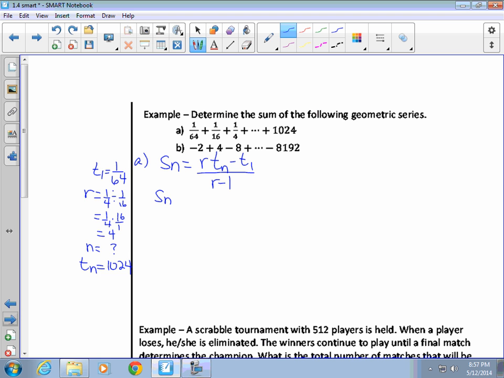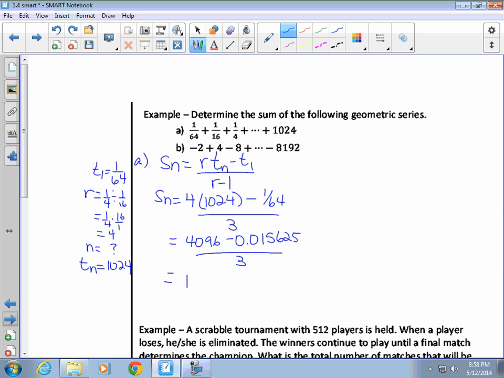So the sum of my numbers is equal to 4 times 1024 minus 1 over 64, all over 4 minus 1, which is 3. So this is equal to 4096 minus 0.015625, all over 3. So your final answer is 1365.328.